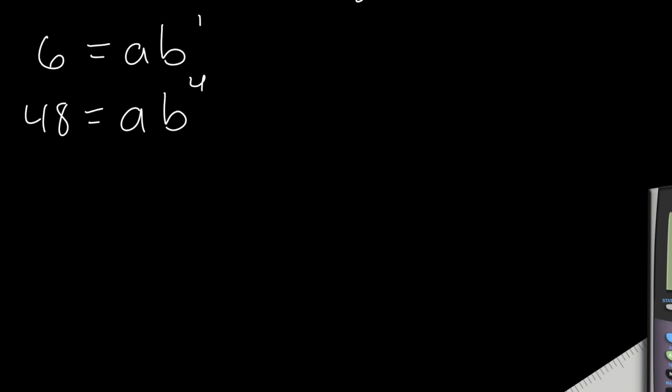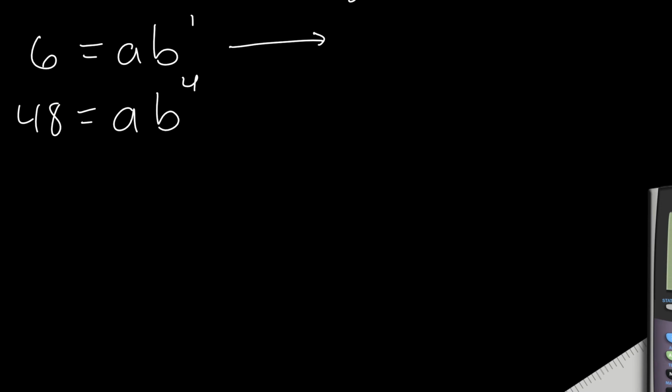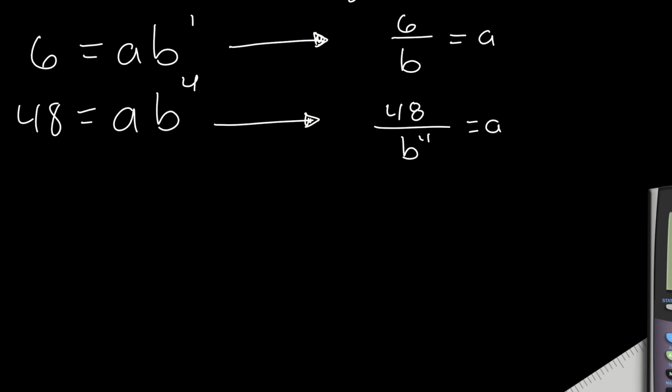Now, I'm going to solve this by isolating the variable a and then setting those 2 expressions equal to each other. So in the first equation, if I want to get a alone, I'm going to divide both sides by b to the first. So this is going to give me that 6 divided by b is a. You can see I just divided both sides by b to the first. Same thing for the second equation. I'm going to divide both sides by b to the fourth. So this is going to give me 48 divided by b to the fourth, and that is a.